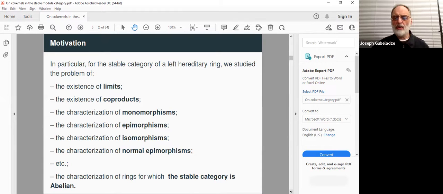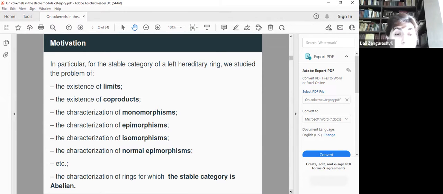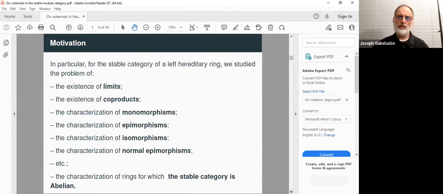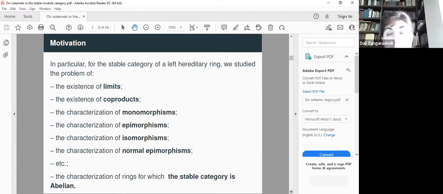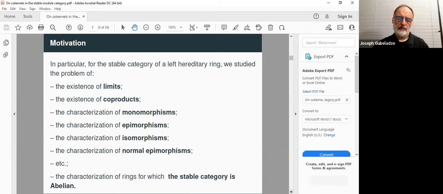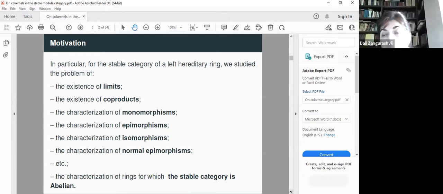Ali, excuse me, are you going to remind us the definition of hereditary rings? Yes, sure. I was going to do it a little bit later, but I will do it right now. Okay, a ring is called left hereditary if an arbitrary submodule of an arbitrary projective module is projective, or equivalently if the quotient of an arbitrary injective module is injective.